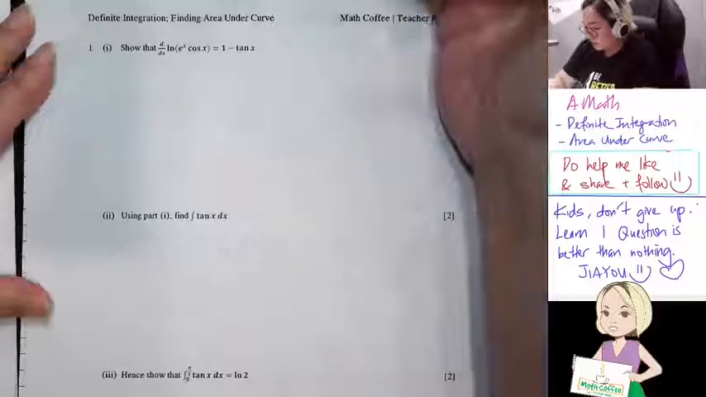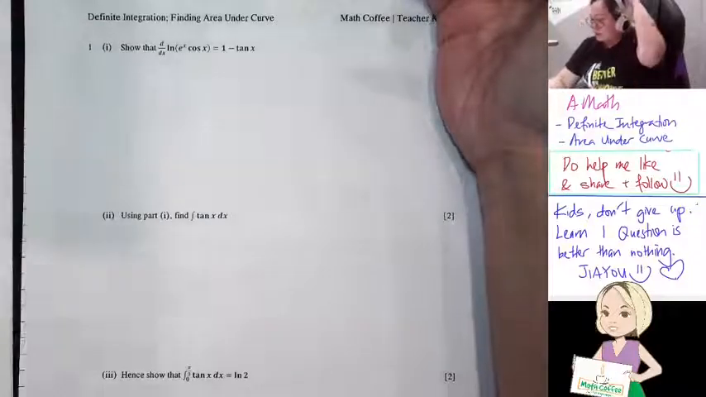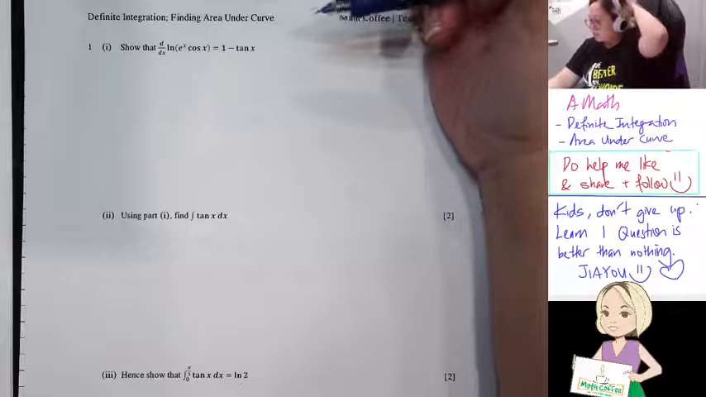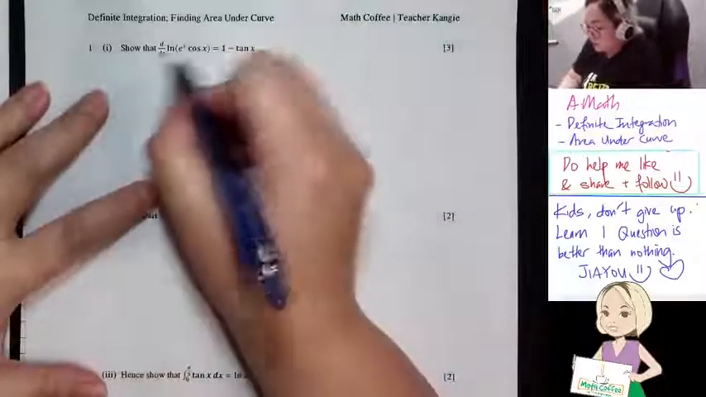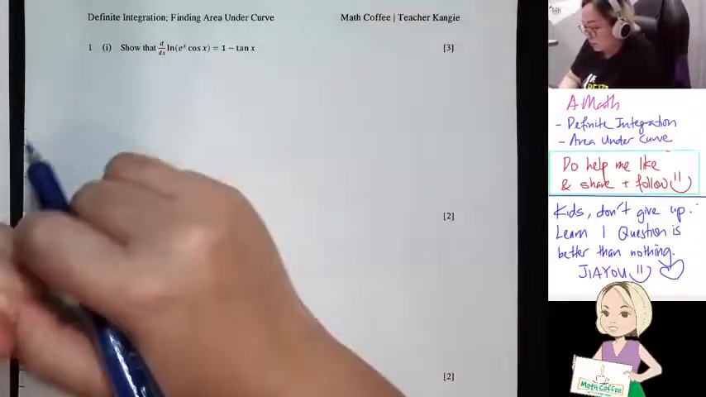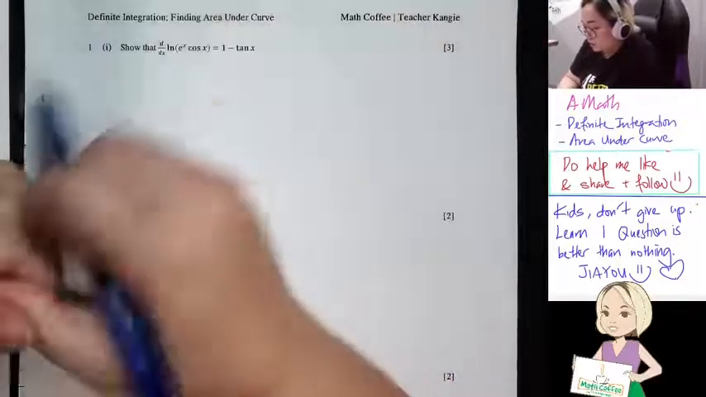Okay, let's start. Show that the differentiation of ln of e to the power of x cosine x is equal to 1 minus tangent x. So let's do our differentiation first. This one is not applicable for normal A-level students because this is logarithm. They don't learn logarithm.